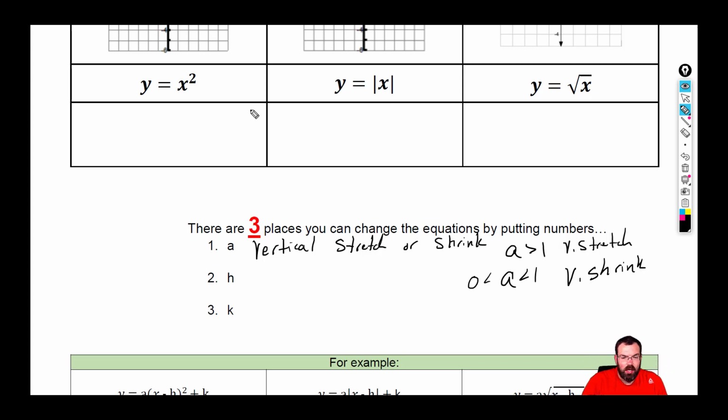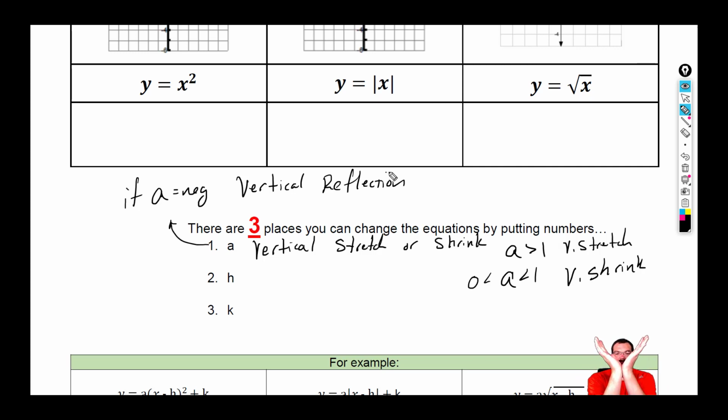All right? What else does the a value do? If the a is negative, then what we have is called a vertical reflection.